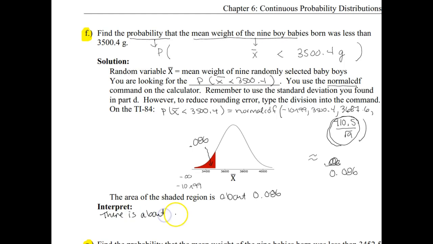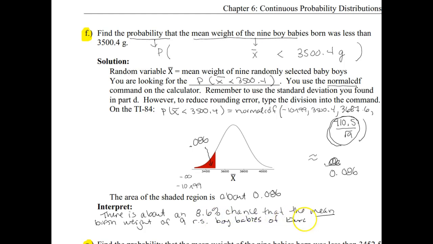Okay. So if we interpret what this means in the context of the problem, that tells us there is about an 8.6% chance that the mean birth weight of 9 randomly selected boy babies of European descent is less than 3,500.4 grams. Okay.